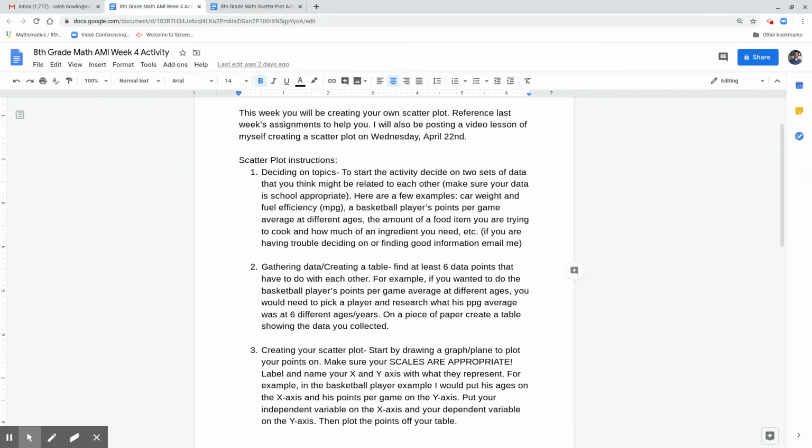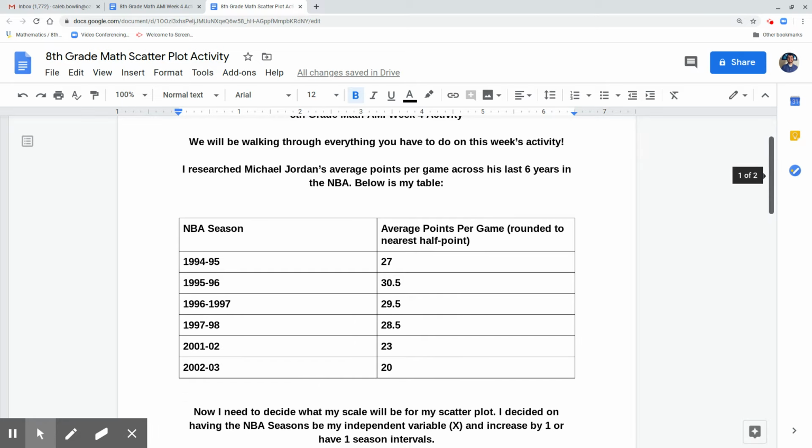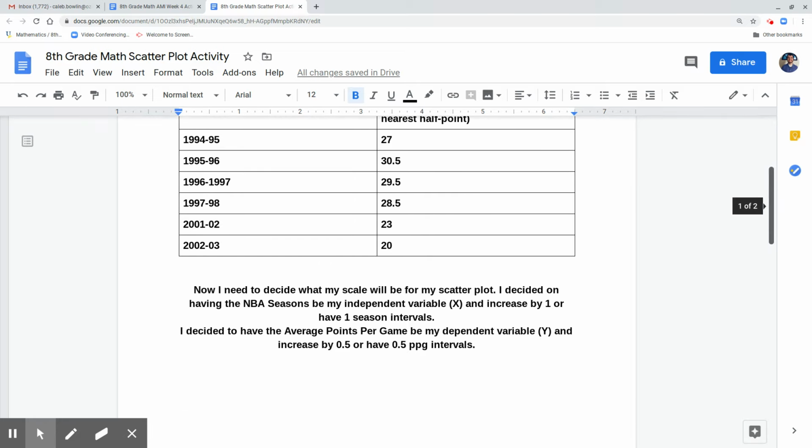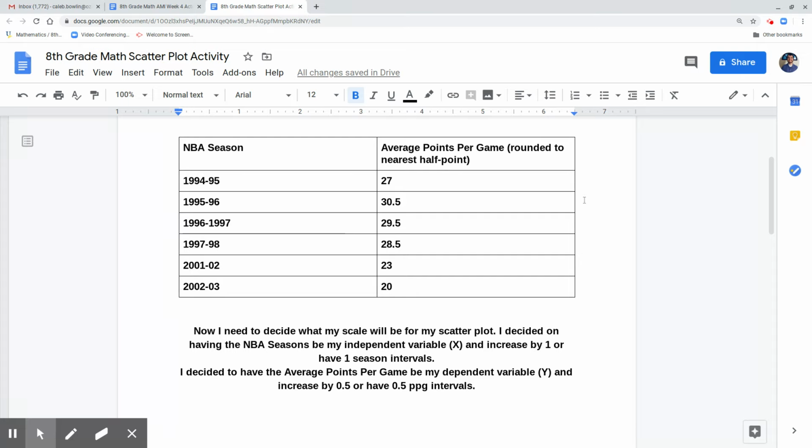So now I'm going to take these data points and we would then need to start on our scatter plot. The first thing I need to do is I need to decide what my scale is going to be for my scatter plot. So I'm going to take you through how I decided that. So NBA seasons tend to go up by 1 year at a time. So I'm going to do the same thing on my graph. Now on the average points per game, I rounded all of the points to the nearest half point. That way I could have logical time or point intervals on my graph.